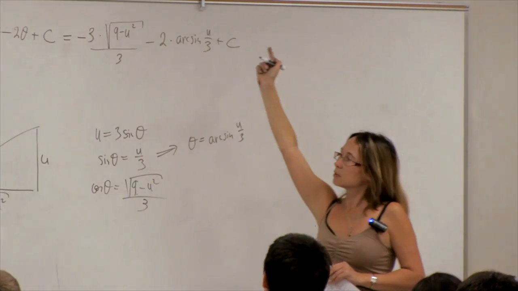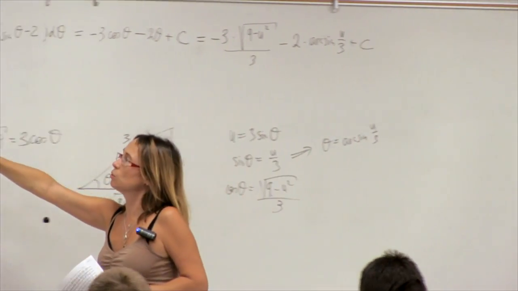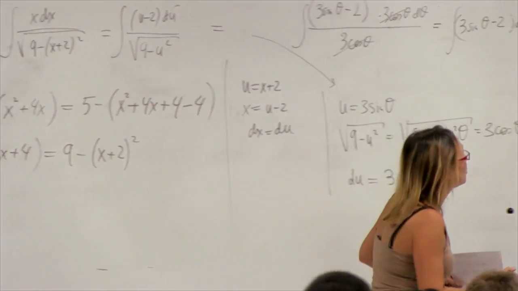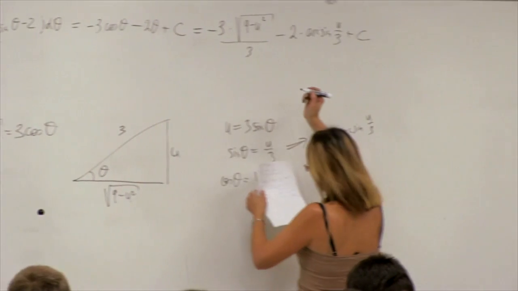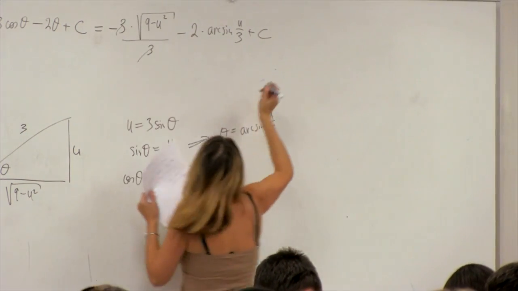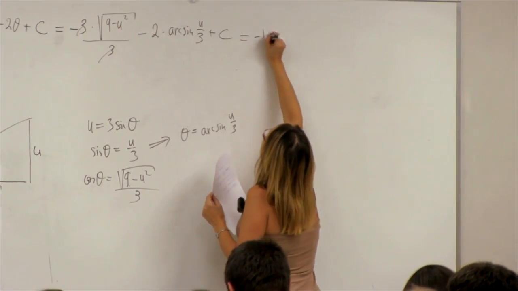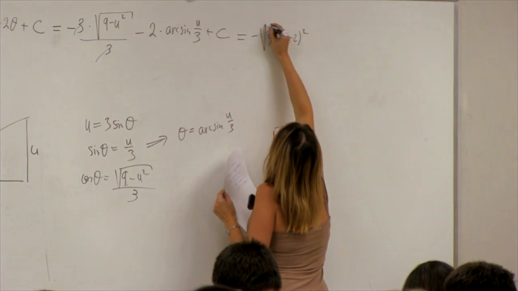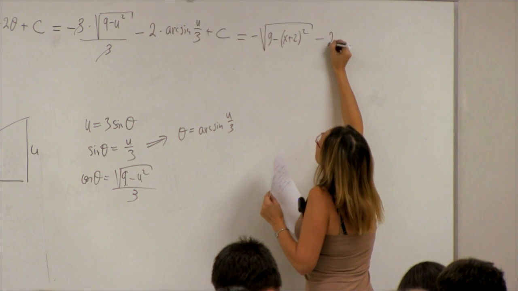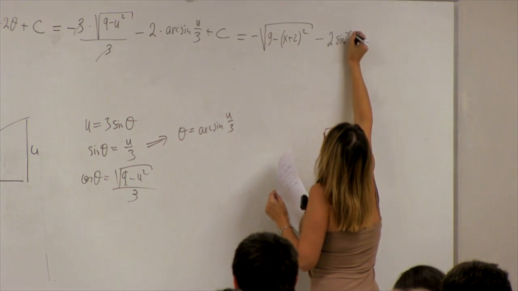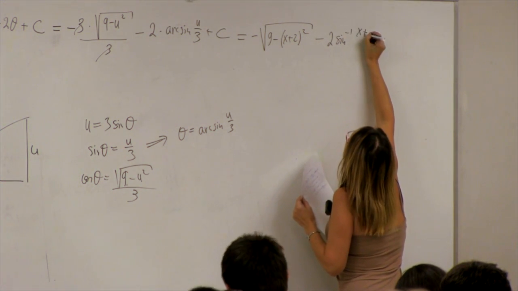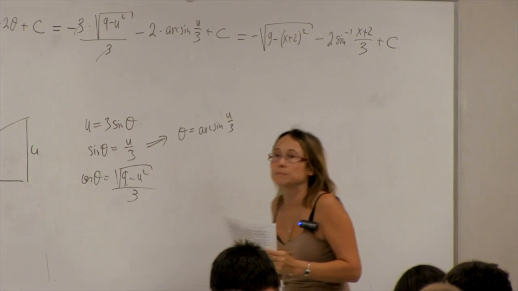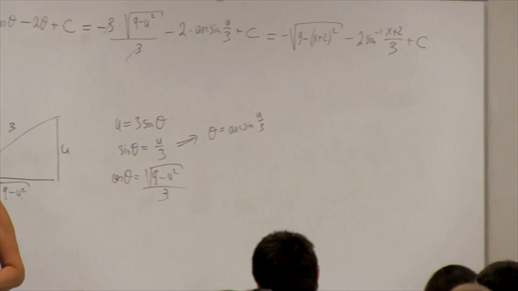What is the last step? To go to x, right? u is x plus 2. So all I need to do is replace u with x plus 2. And I can also cancel this number 3 here. So I have minus the square root of 9 minus x plus 2 squared, minus 2 arc sine of x plus 2 over 3, plus c. Questions?